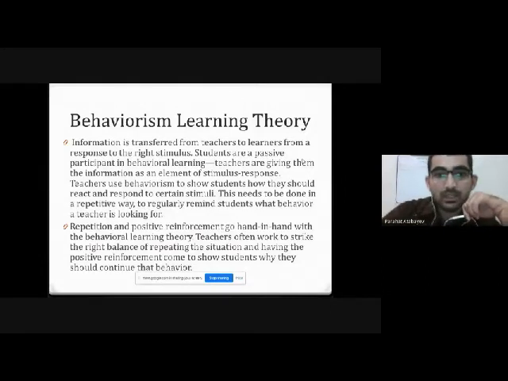Repetition and positive reinforcement go hand in hand with behavioral learning theory. Teachers often work to strike the right balance of repeating the situation and having the positive reinforcement come to show students why they should continue that behavior. Motivation plays an important role in behavioral learning. Positive and negative reinforcement can be motivation for the students.